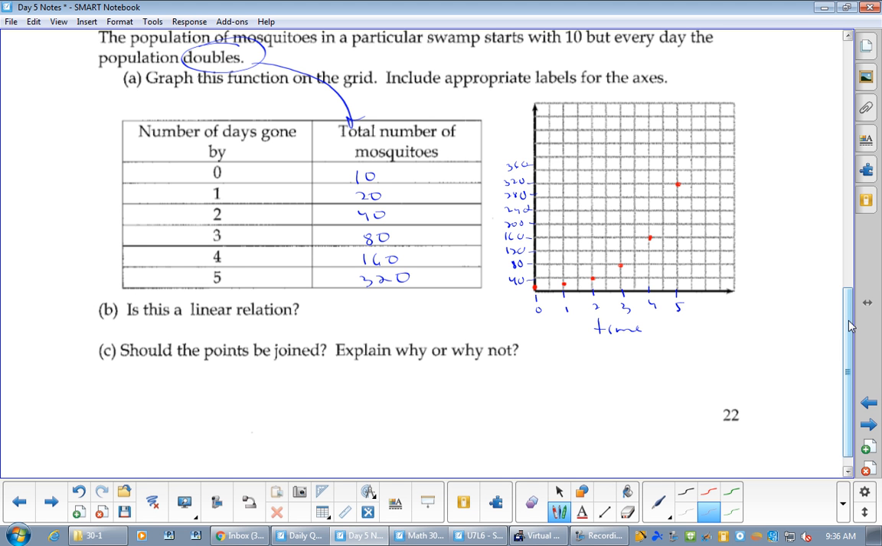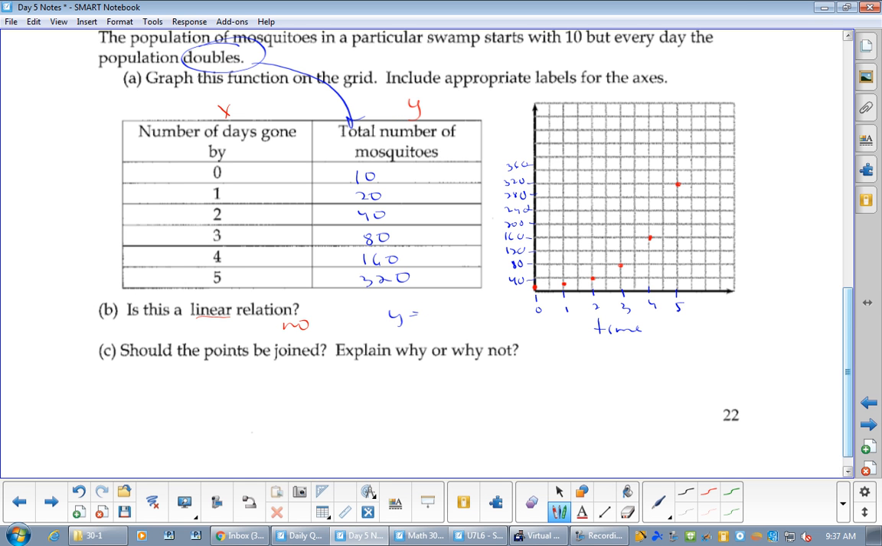Okay, is this a linear relationship? No. Okay, obviously not a line. Now, anyone come up with a formula for this one? If this was x and this is y, what would be, yeah, try it.